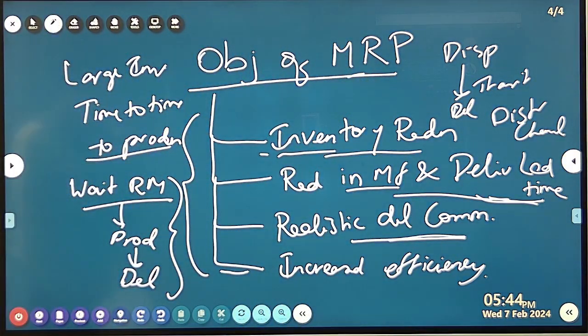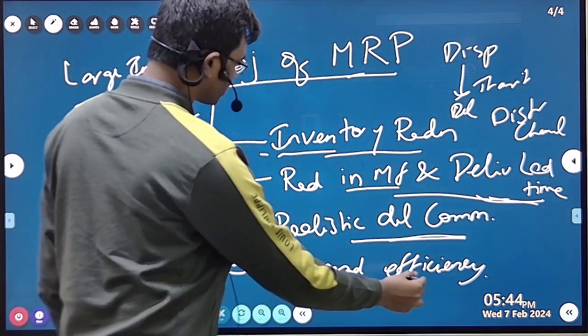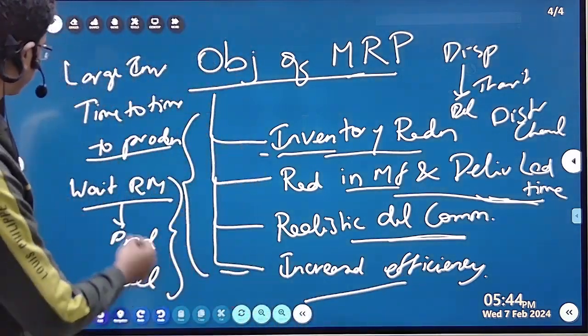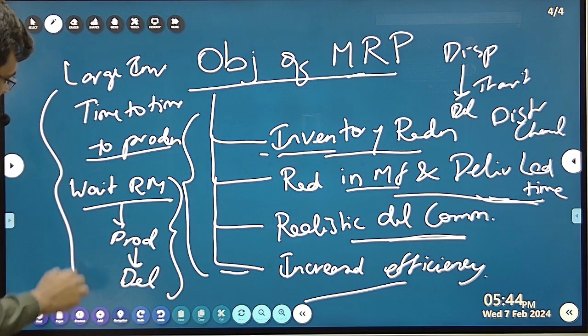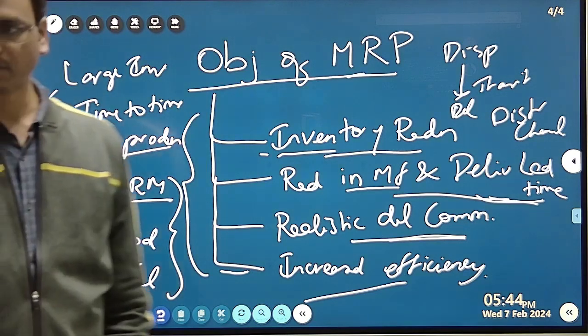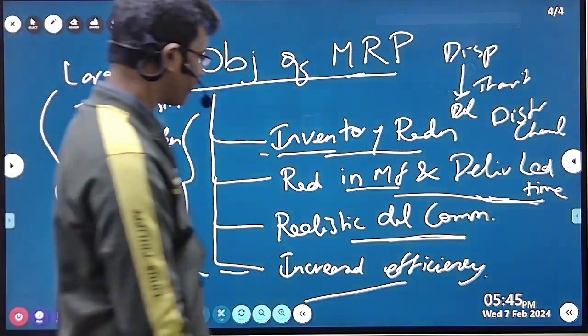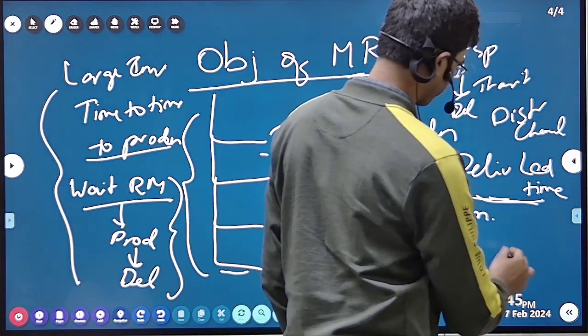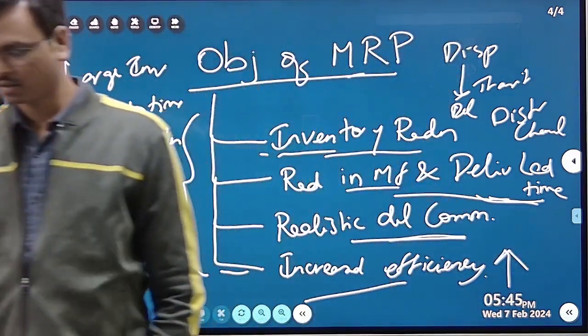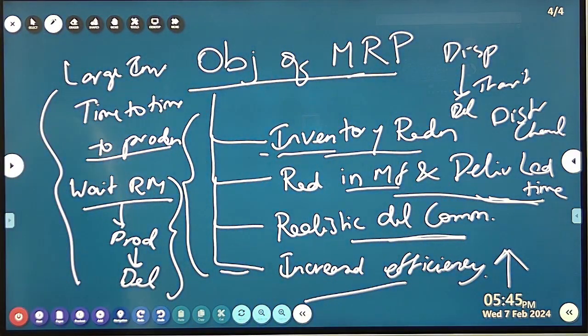Requirements, material requirement, and then increased efficiency. So as we are planning everything on time and delivering it on time, ultimately efficiency is increasing, right? Any doubts?